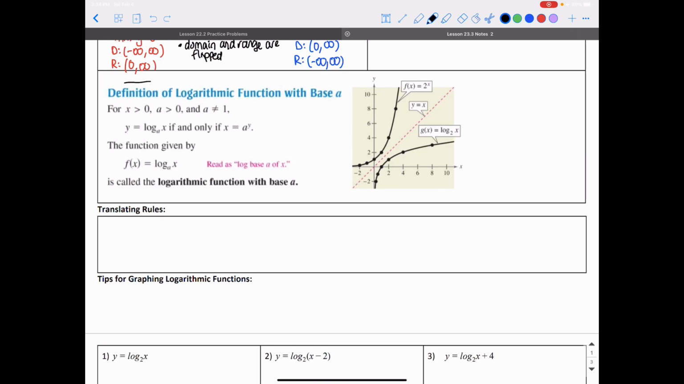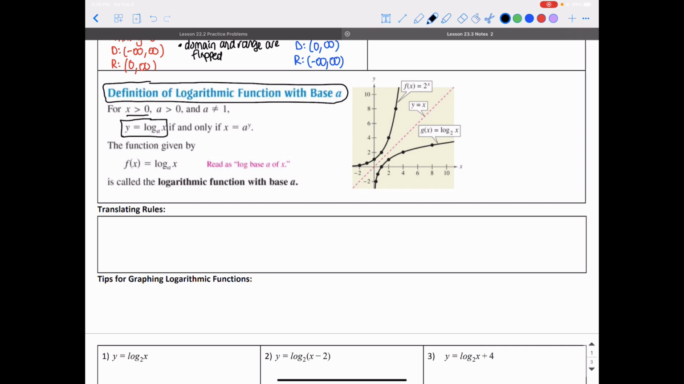Here I have the definition of a logarithmic function with base a, and there are some important facts that you need to know about logarithms. If this is the general form that I have for a logarithm, y is equal to log base a of x, where a is some number base, then x, the thing inside of the logarithm, no matter what your base is, has to be a positive number, so x has to be greater than 0.